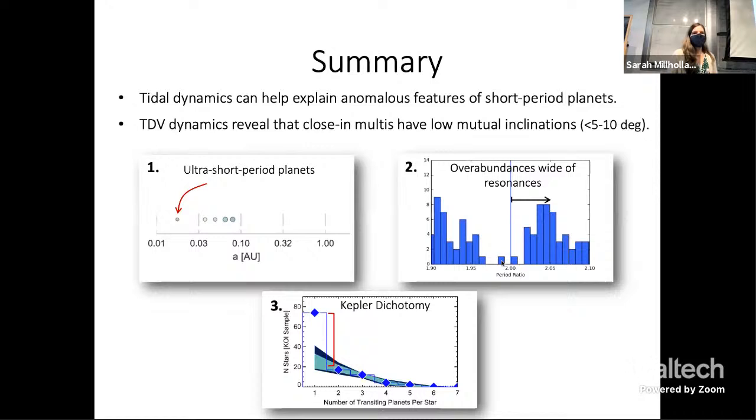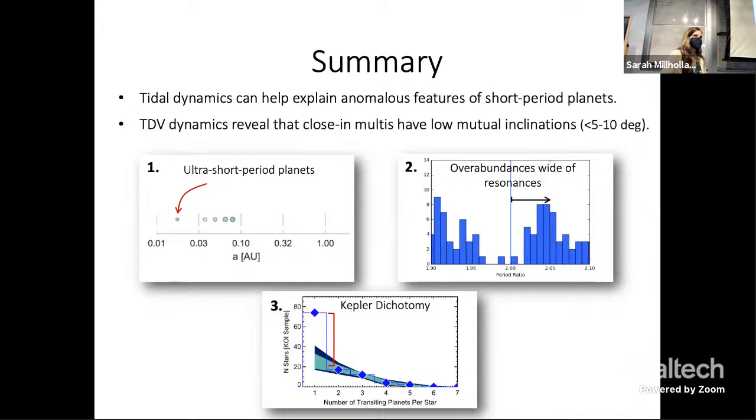Okay, so to sum up now, these close-in systems have a lot of interesting structure and regularity, but they also present some interesting anomalies. And the dynamics of things like obliquity tides can help explain some of these anomalies that we see in things such as the ultra-short-period planet population, as well as these overabundances wide of resonances. And then other dynamics, such as those of long-term orbital precession from TdVs, can help us constrain population features of this distribution. And this is closely linked to formation processes that sculpt these systems.